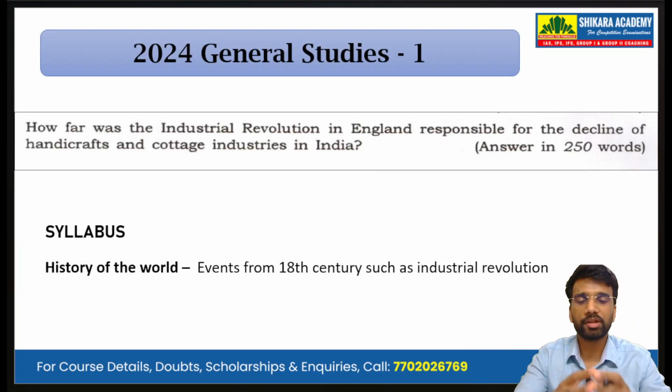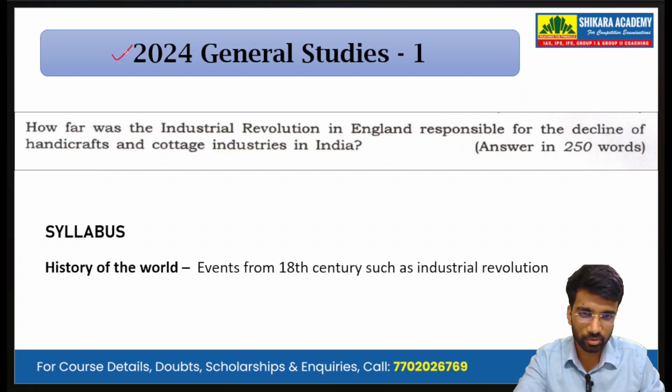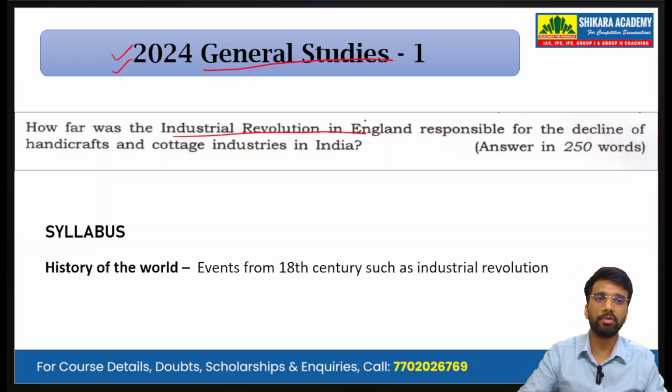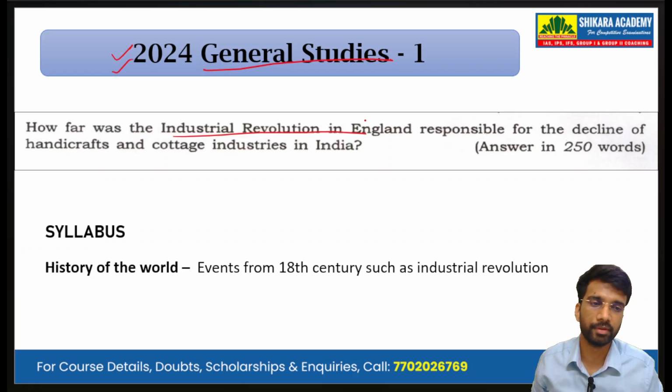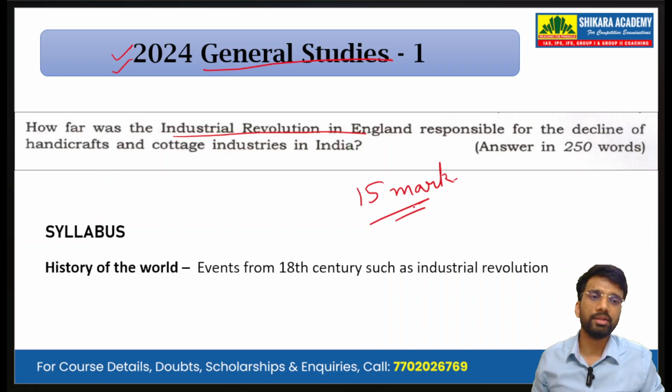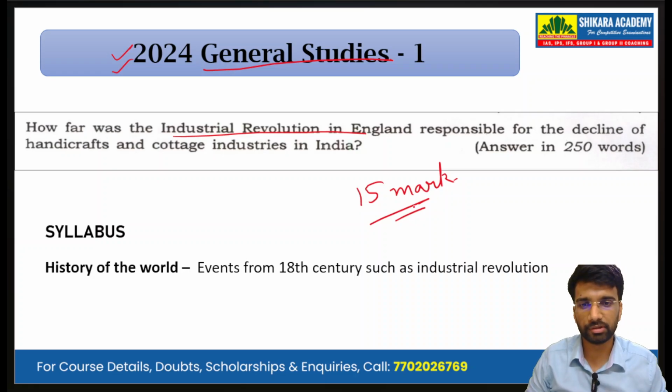Now, this particular question was asked by UPSC last year, in 2024, in General Studies Paper 1. How far was the Industrial Revolution in England responsible for the decline of handicrafts and cottage industries in India? It is a 15-mark question that needs to be answered in 250 words.